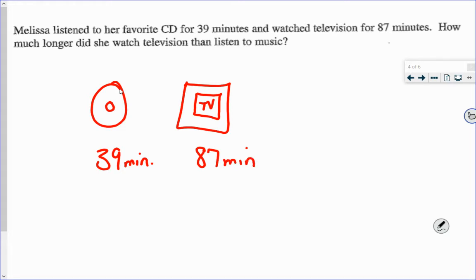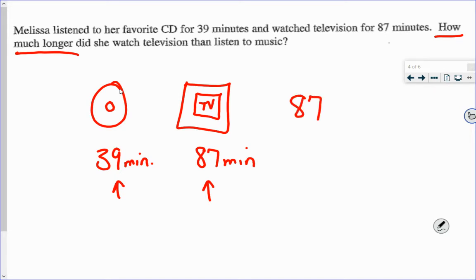Now, it says how much longer? Well, what are we doing here? Is one longer than the other? Sure it is. The TV is much longer than listening to the CD. It wants to know how much longer. So what are we doing here? We're comparing two things, guys. We're comparing how long she watched the television and how long she listened to music.